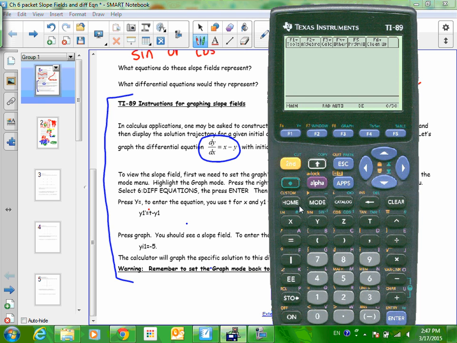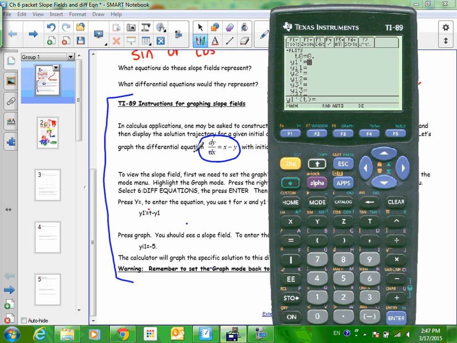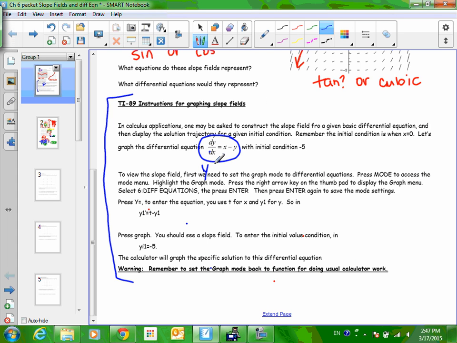At this point, if I do diamond F1, that's how you go to y equals. I actually already have this typed in from my previous class, but let me just clear it out to make sure we all got it. So dy over dx, another way to write that would be y prime. So in your calculator, it's going to be y1 prime.